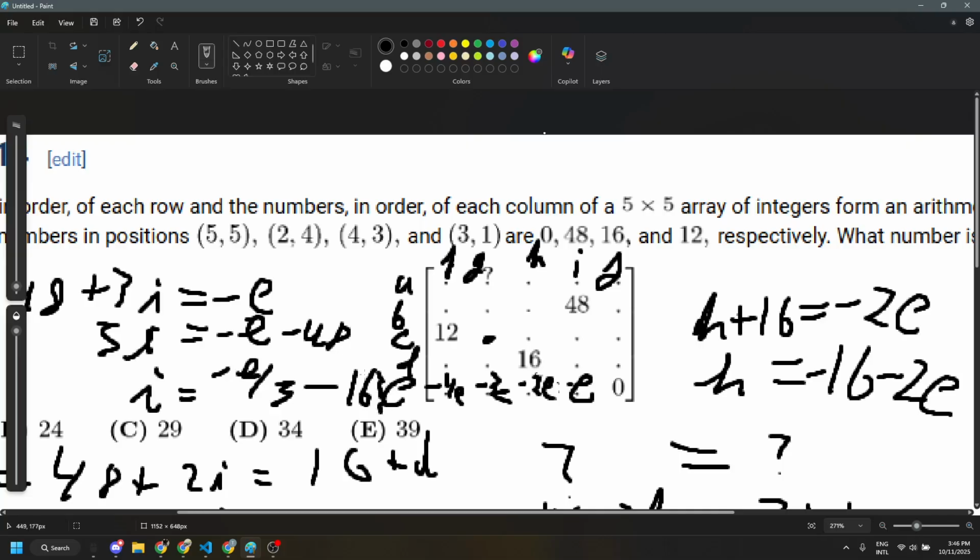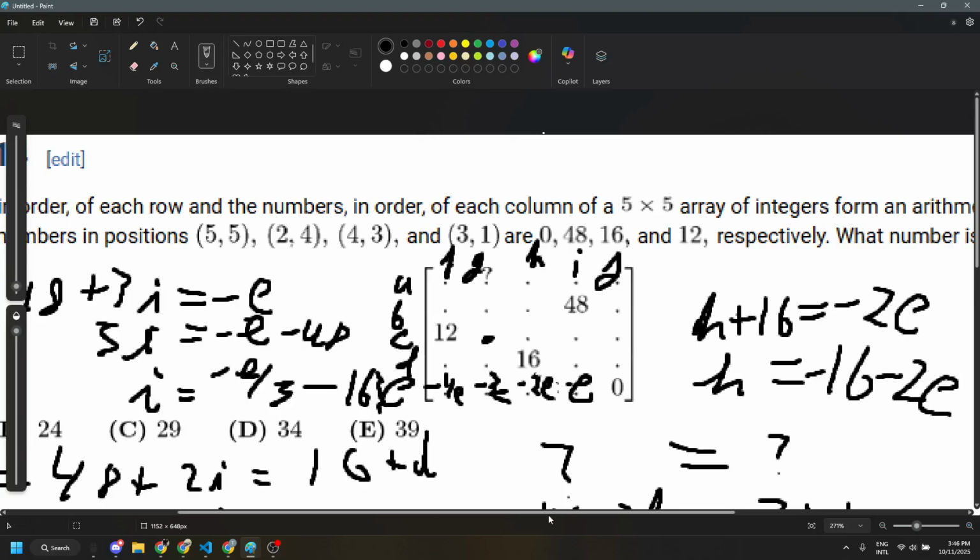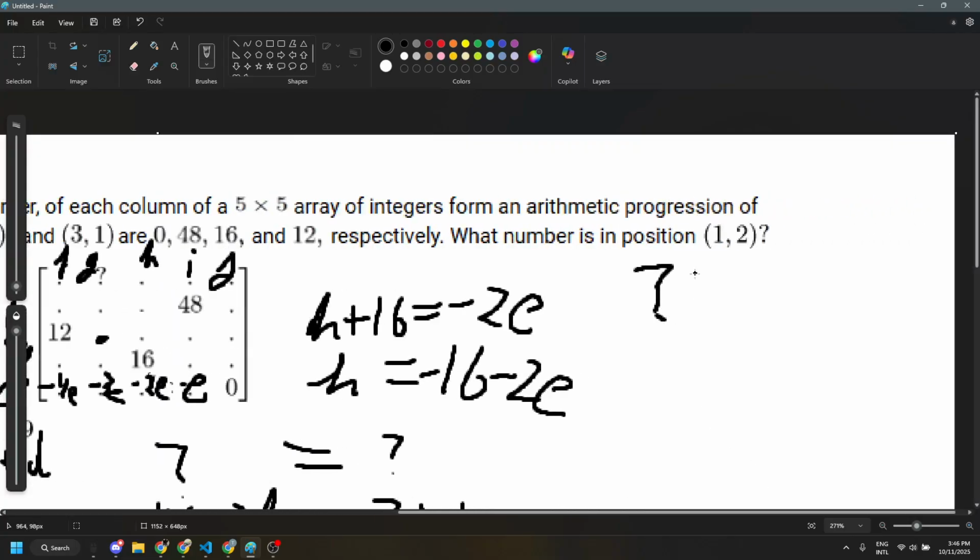Sorry, this is a part. So maybe yes, the E isn't really important to us. E is not important to us. We are looking for, well, we know question mark plus 2a is equal to 48 minus I.